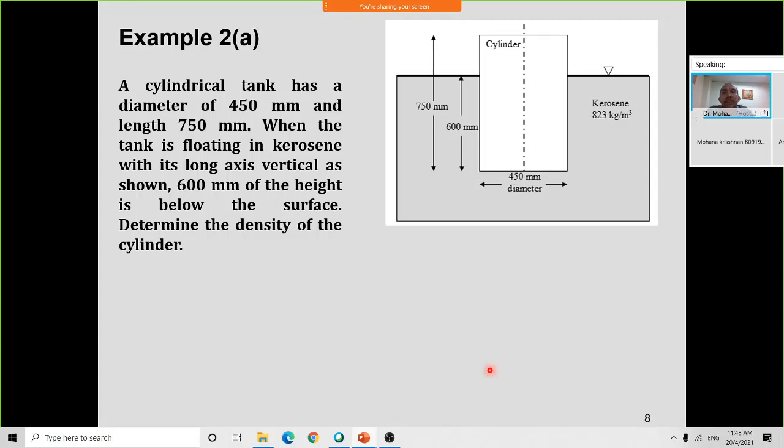Okay, we go to the second example. A cylindrical tank has a diameter of 450 millimeter and a length of 750 millimeter. The diameter is 450 and the total length is 750 millimeter. The tank is floating in kerosene, with a density of 823 kg per meter cube, with its long axis vertical as shown, like this. Determine the density of the cylinder. How much is the density of the cylinder?